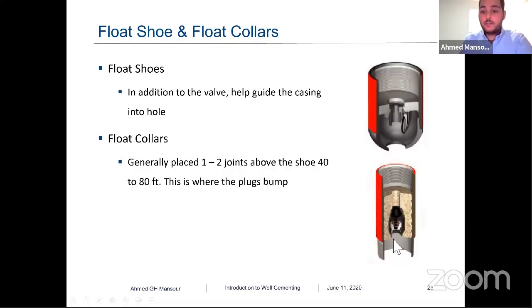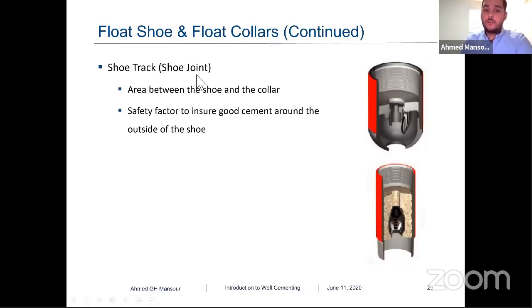We have the float collar. The float collar is a valve that we set one or two joints above the float shoe or the guide shoe. It's a valve that allows the cement to go through it in one way and not allow cement to return to the casing. And the shoe track, or what's called the shoe joint, is the area between the shoe and the collar. Usually it's from 40 to 80 feet, and sometimes it's different based on the design that the company or the operator uses.